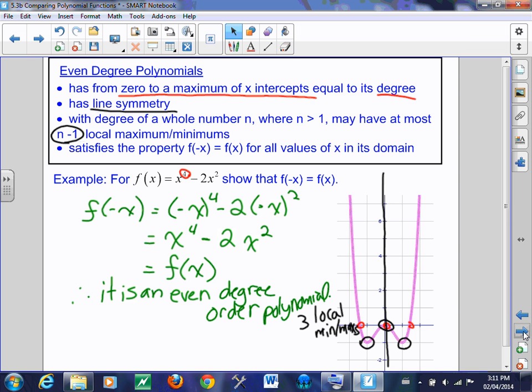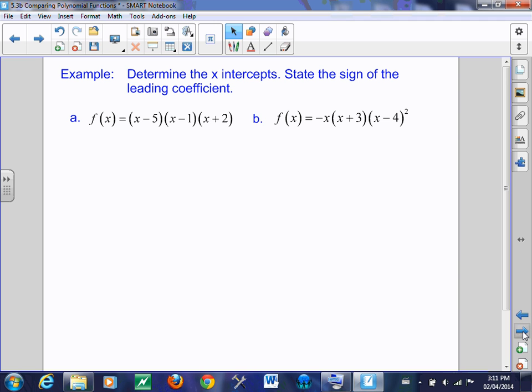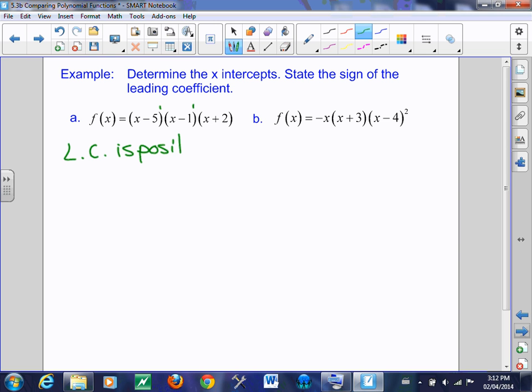Okay. All right, last question we'll do quickly. Okay, determine the x-intercepts and state the sign of the leading coefficient. Okay, well, looking at the leading coefficient, folks, you notice that all of these are singular in terms of their exponents, and it's positive. So first of all, we know that the leading coefficient is positive. We can answer that one right away.